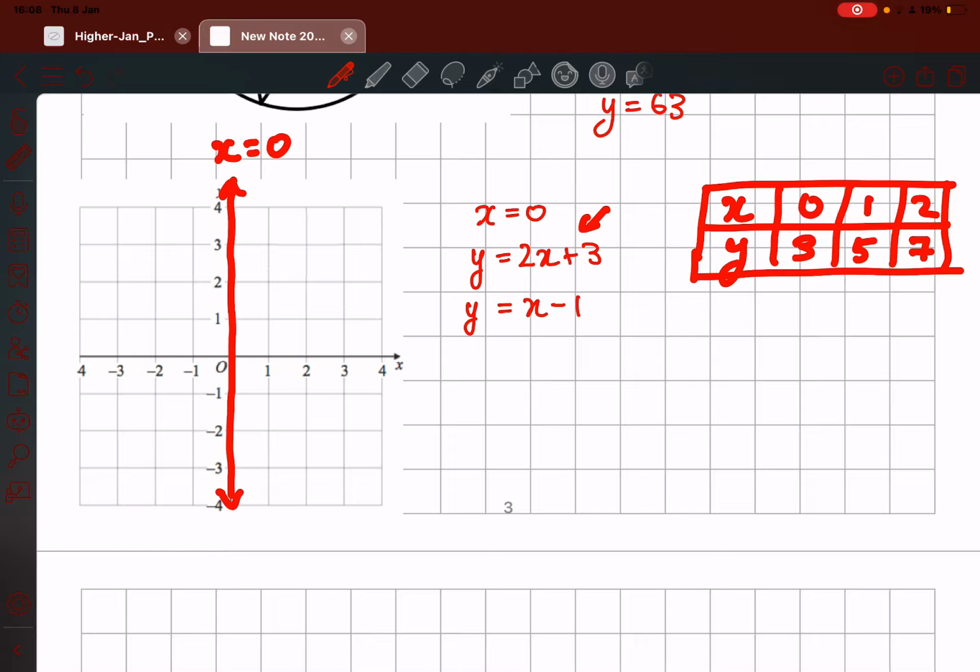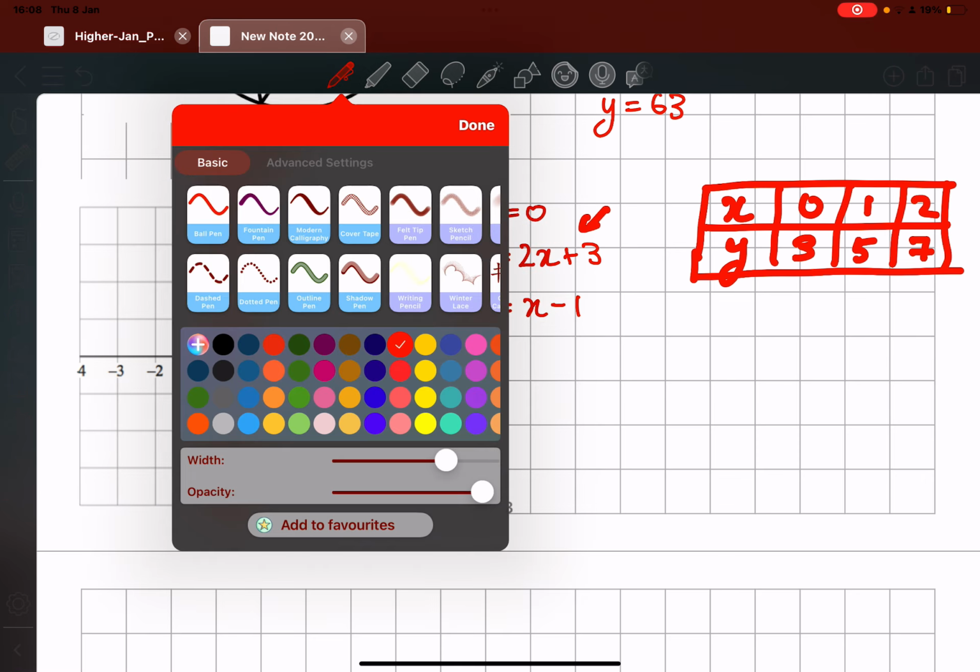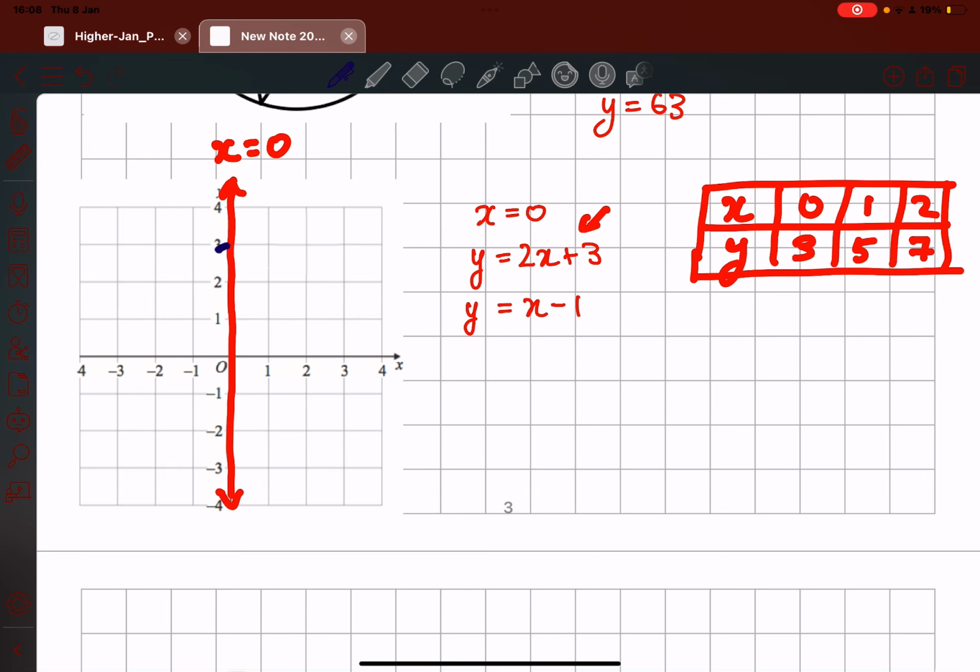So now I have pairs of coordinates. All I have to do is plot them. So x equals 0, y equals 3. Let's use a different color. That would be here. X equals 1, y equals 5. Oh, that's somewhere up there. And x equals 2, y equals 7.